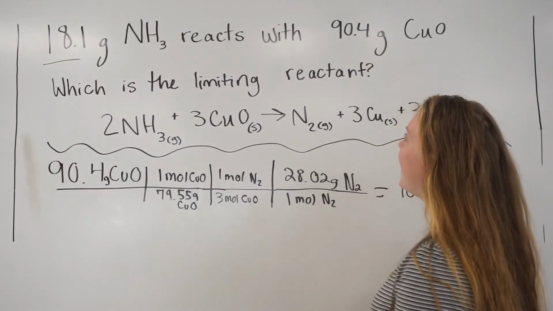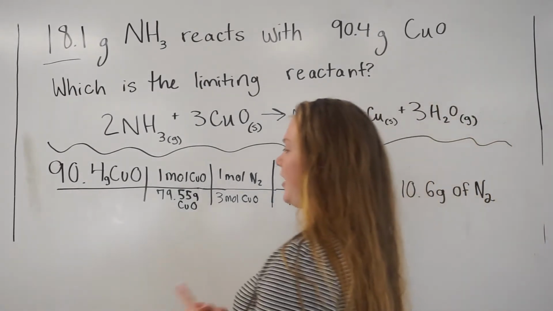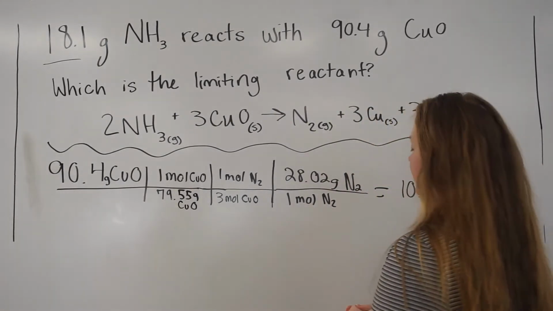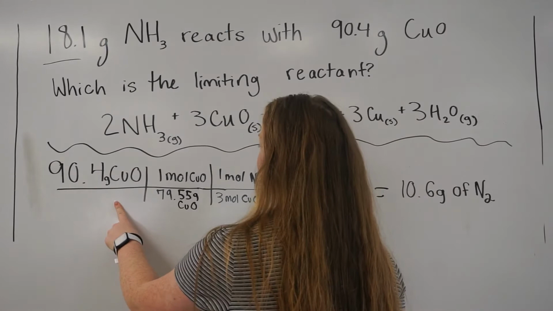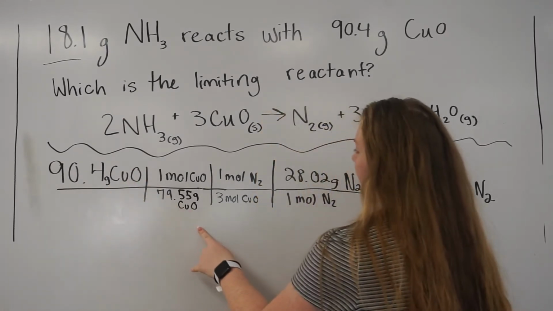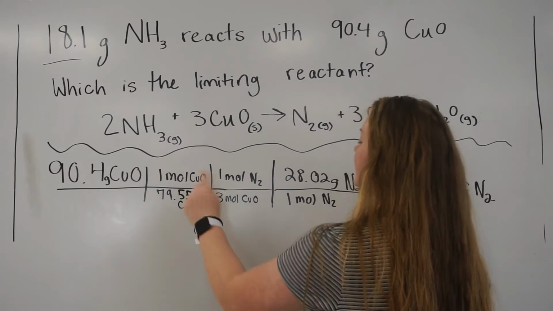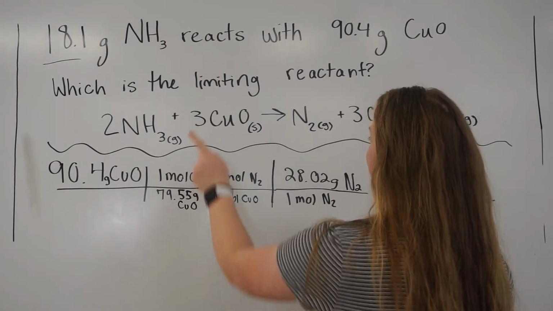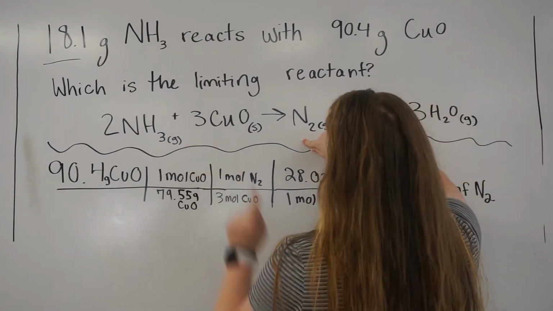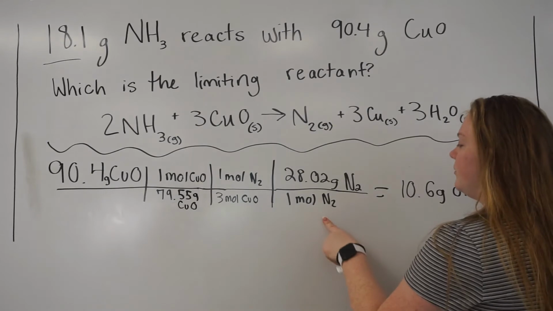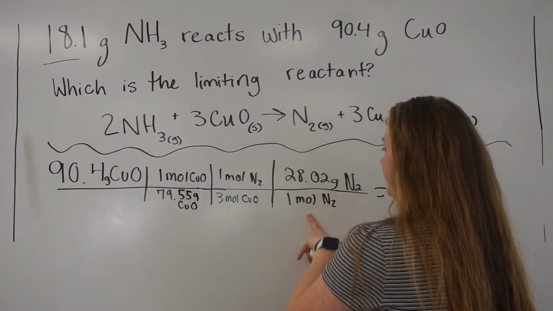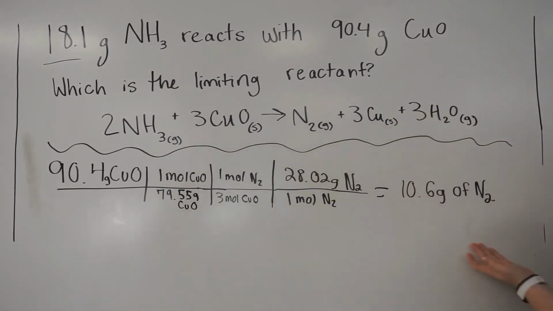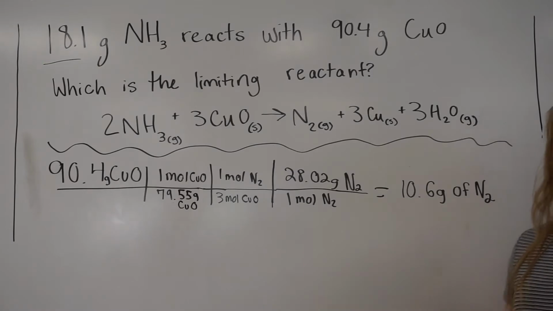We know that the reaction uses 90.4 grams of copper oxide. So to find how many grams of nitrogen gas we produce, we have to use 90.4 grams of copper oxide and divide it by the molar mass to get the moles. Then we go to the balanced equation, and the ratio is 3 moles of copper oxide to 1 mole of nitrogen gas. Then you multiply by the molar mass of nitrogen gas, which is 28.2 grams per mole, and it equals 10.6 grams of nitrogen gas produced.